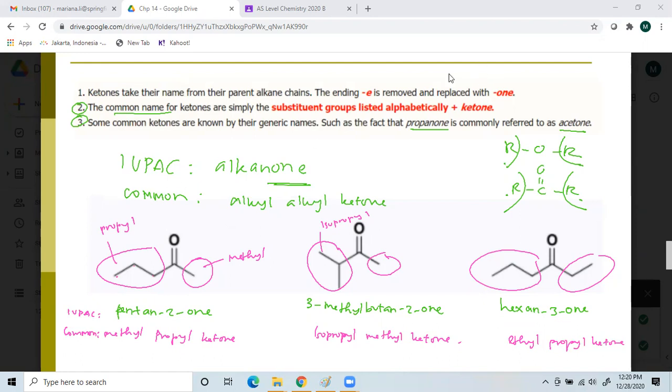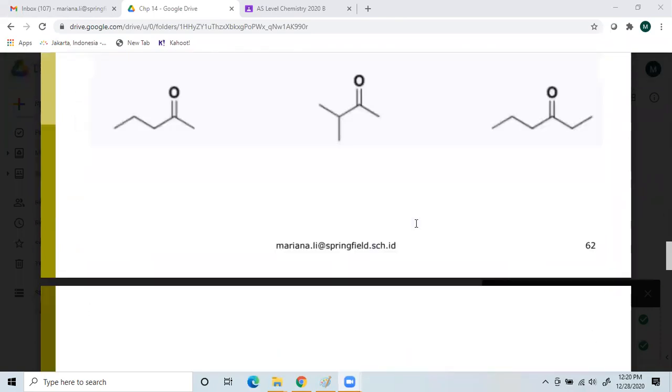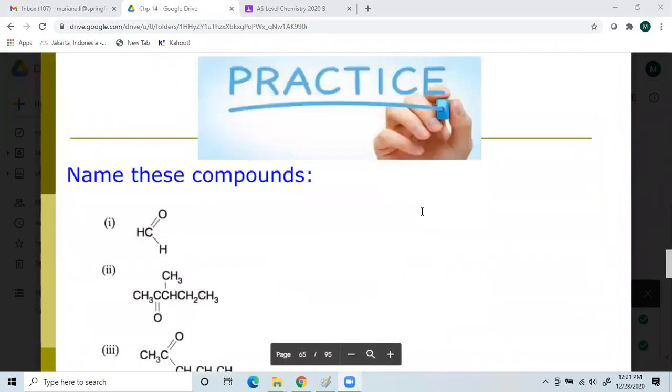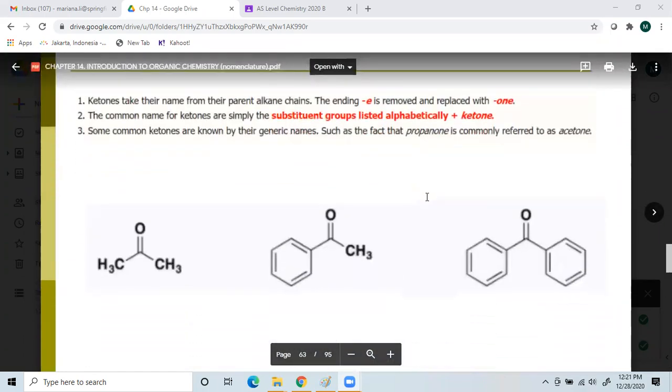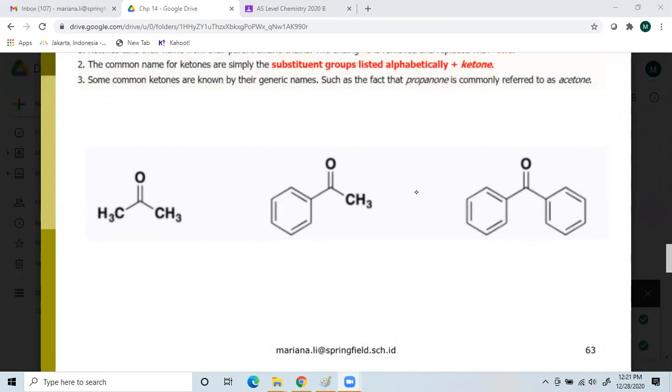Okay, let's move to another functional group. Alcohol, ether, aldehyde, and ketone. Oh, sorry, I still have some practice questions. Look here. What if I have this CH3, CO, CH3? The name will be propanone, right? The trivial name or common name is dimethyl ketone. Another common name is acetone. So this is unique for propanone. Propanone has the common name acetone.